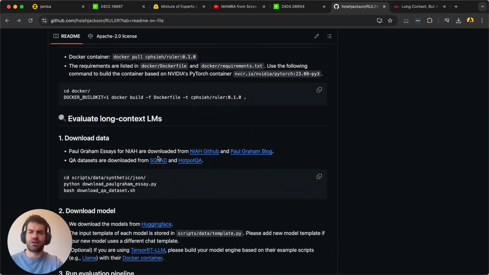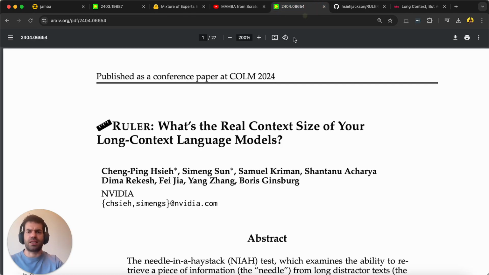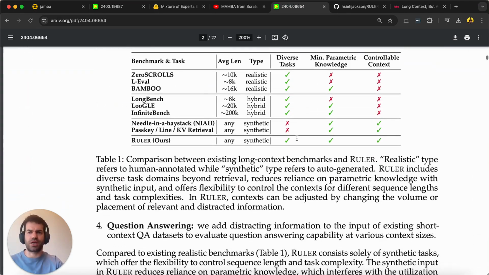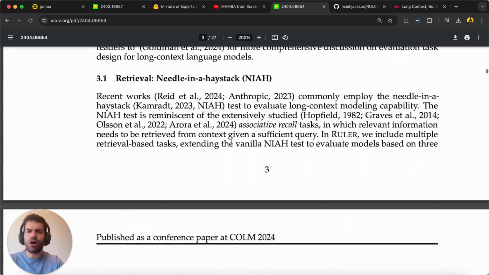And you can see here, this is a paper by NVIDIA. You can see here the public GitHub. And this is really the paper where they're showing that there are benchmarks for long context, and you see what is the average length, and is it synthetic or realistic data? And really, you can see here that RULER has any average length, so you can really test all the context window, and this is synthetic. And they're showing all the tasks, right?